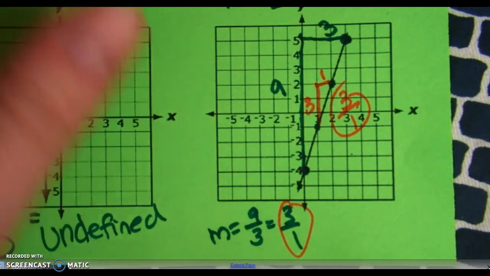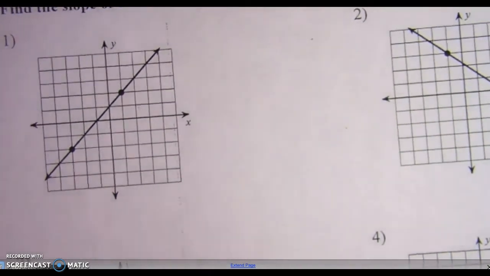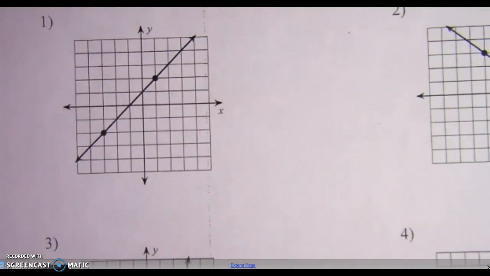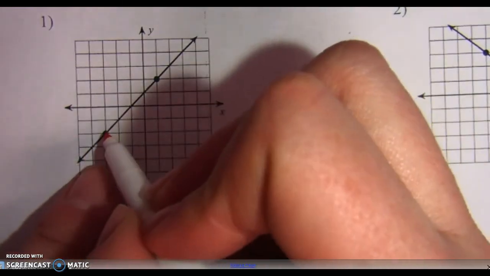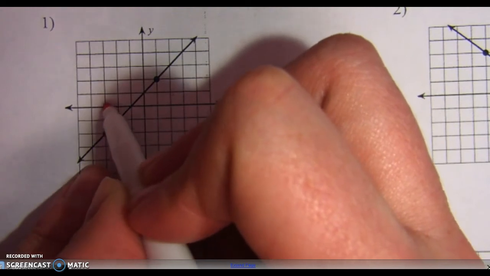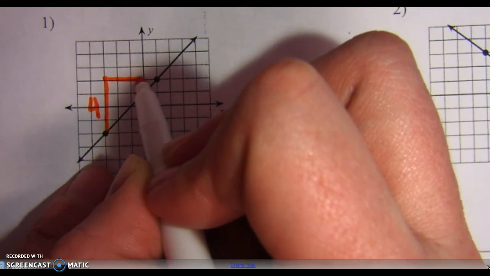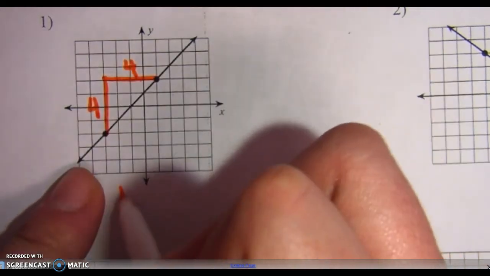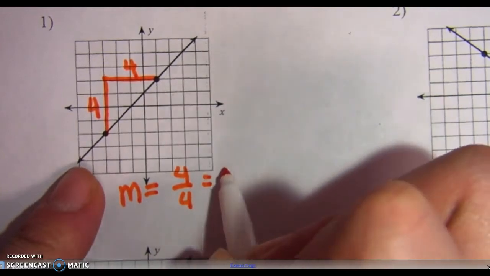Okay, so the second sheet is for homework, so I'm going to kind of get you started on just the first 2. So here I gave you the points, so we're good here. So remember, we're going to start here, we're going to count up to this. So we go 1, 2, 3, 4, and I count over 1, 2, 3, 4. So my slope, we can write m equals 4 over 4, which simplifies to 1.